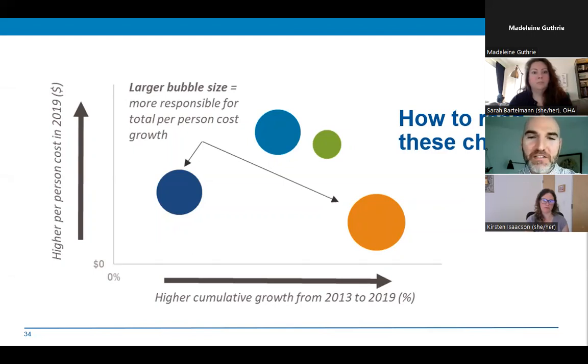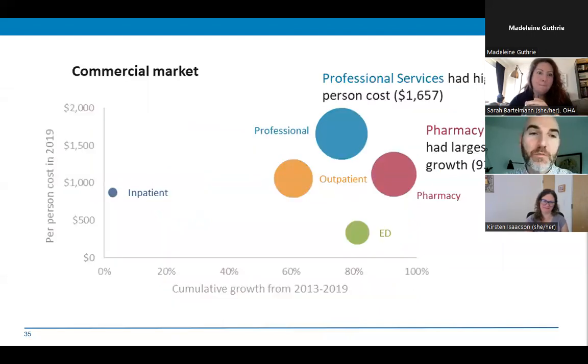The second piece though, and this is kind of fun, is the larger the bubble size, and you'll get it once we see it, the larger the bubble size, that means that particular service category was more responsible for total per person cost growth. So that was more in the driver's seat of total growth from 2013 to 2019. Okay, so that's kind of the introduction. Let's jump in, and I think you'll get it when you see it. Let's go to the next slide, and let's start with commercial.